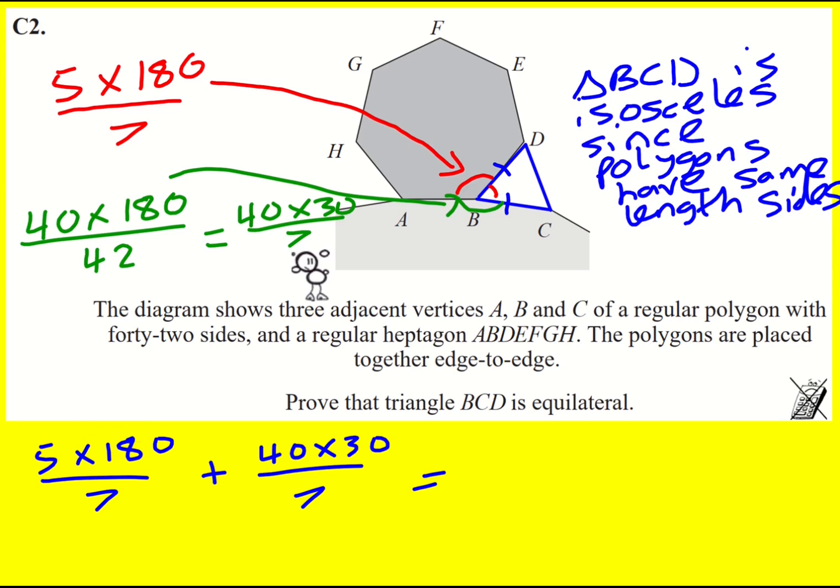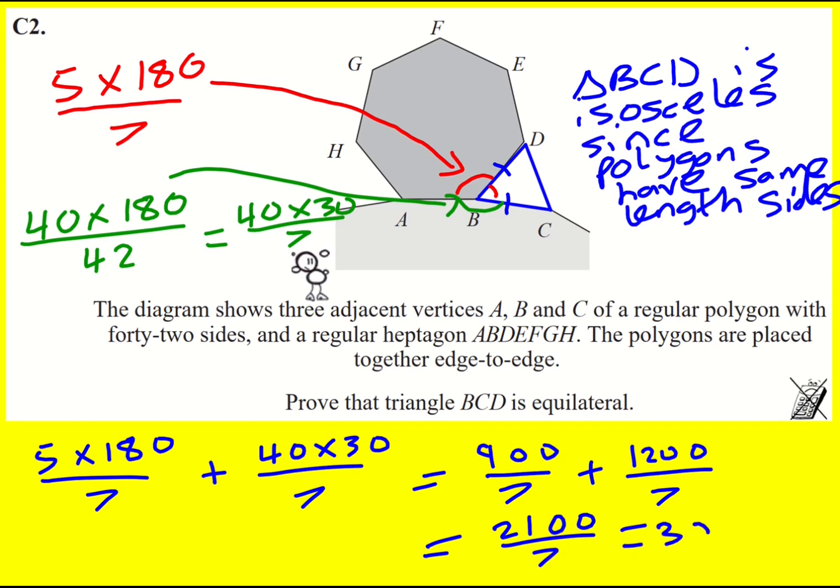Well, we've got 900 here because it's just 10 times 180 divided by 2. That's 900. And then over here, 1,200. These are both still mixed numbers, but when we add them, we get 2,100 over 7, which is 300. Brilliant.